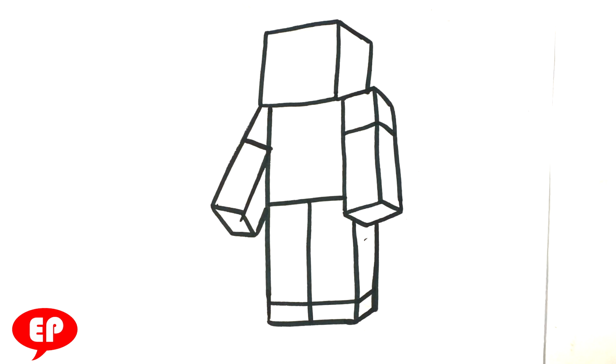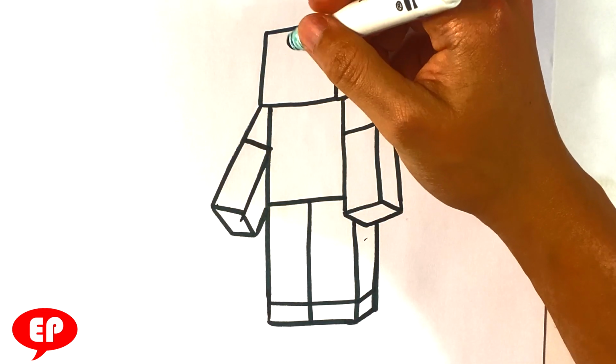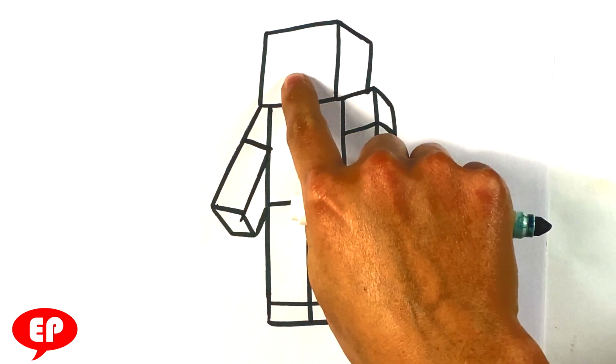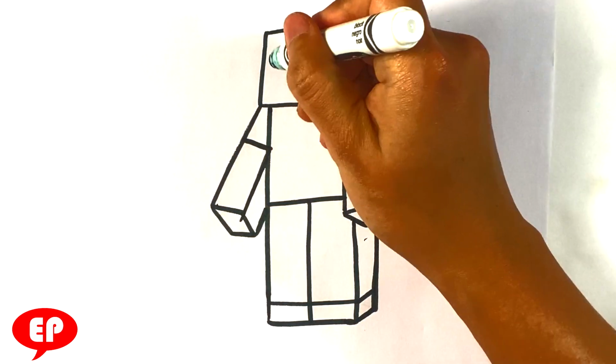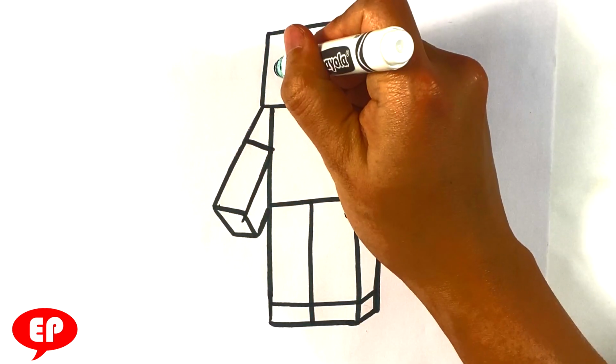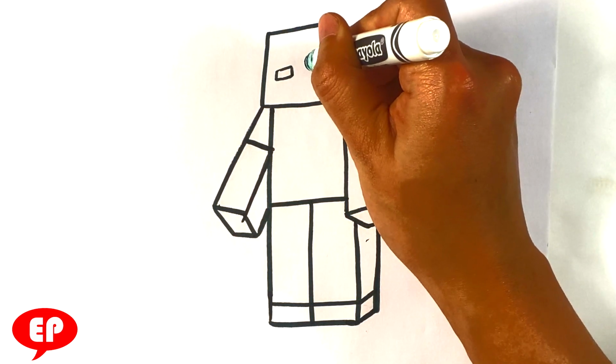Okay, let's go into his head. His head's going to be relatively easy as well, but maybe a little bit hard. We'll see. So I'm going to draw his eyes, and his eyes are going to be lower than halfway down his head. Think about halfway down this box, and below that, we're going to draw his rectangles for eyes.